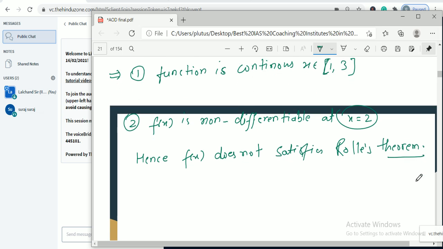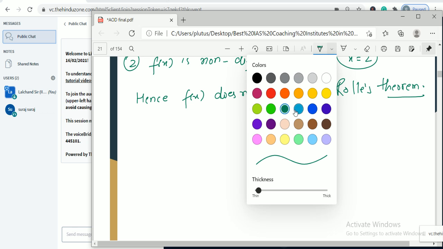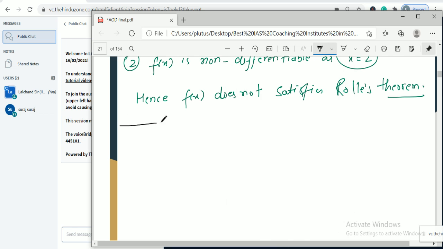Okay. Now tell me, what is Lagrange's mean value theorem? What do you understand by Lagrange's mean value theorem? Anyone? What is the difference between Rolle's theorem and Lagrange's mean value theorem? Okay, so Lagrange's mean value theorem.